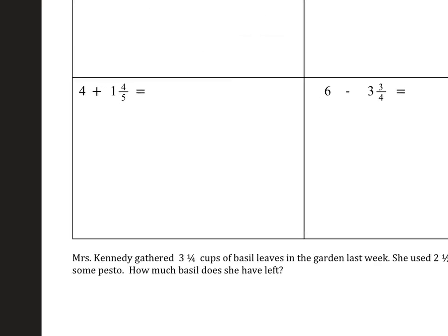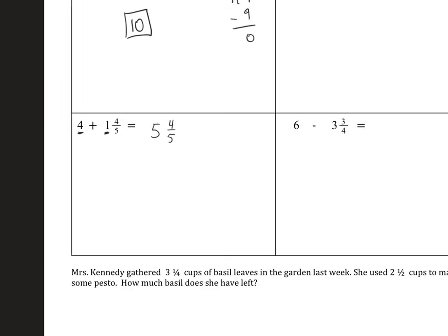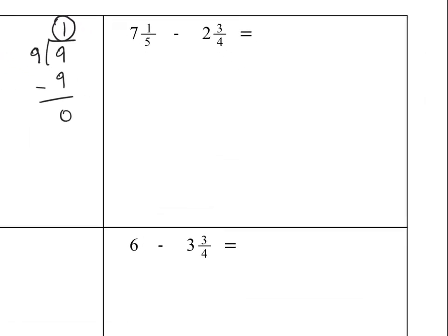Let's take a look at my other addition one here. Now, I don't have any fractions for my second whole number. That's okay. You can just go ahead and add your whole numbers and get 5 and keep your fraction as 4/5. Let's take a look at subtracting.